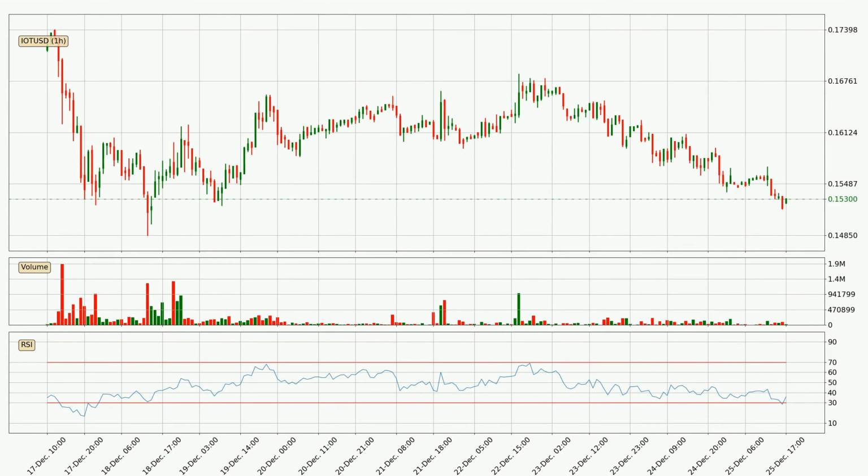Jumping to the hourly relative strength index, the current hourly RSI is at 36, so there are currently no signs of the crypto being overbought or oversold.